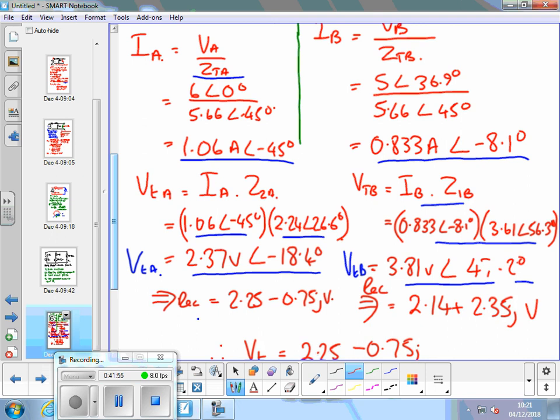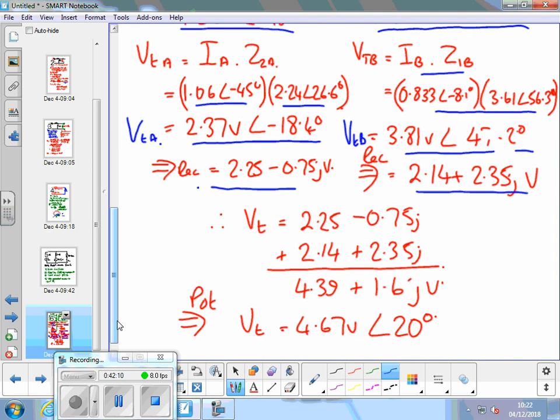I just change everything slightly. I wouldn't. That's close enough for me. Okay. What I've then done, we converted both of those voltages, so V Thevenin's A and V Thevenin's B, to rectangular form, and then I've added them together to get the overall open circuit voltage, because that's what superposition says. Add the two components together to get the overall, and converted that back to polar. So I've got a Thevenin's voltage, 4.67 volts, angle 20 degrees.